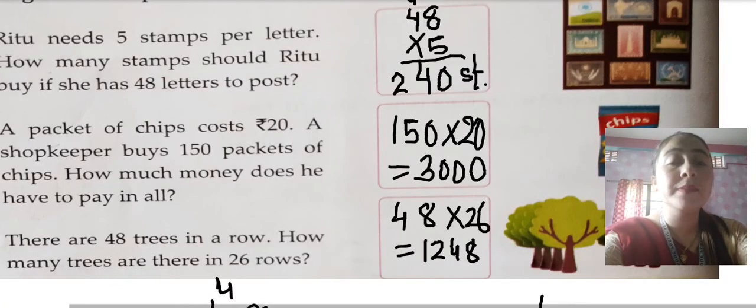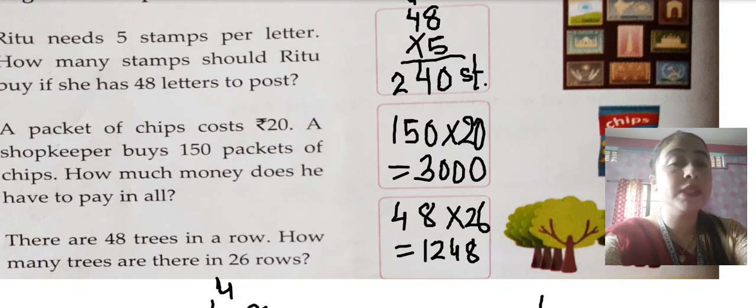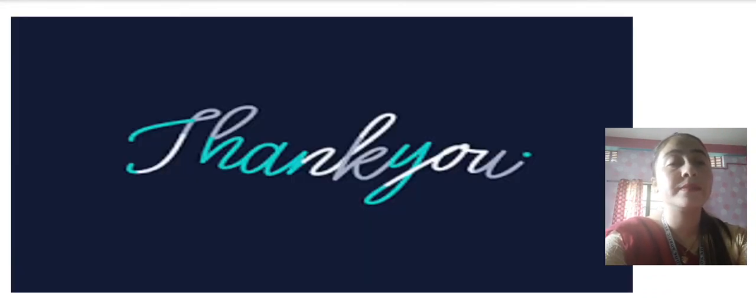Okay, let me show you again the answer for first one. You have to multiply 48 with 5 is 240 stamps. Next one, 150 into 20 is 3000. Next 48 into 26 equals to 1248. Next 108 into 54 equals to 5832. 42 into 15 equals to 630.